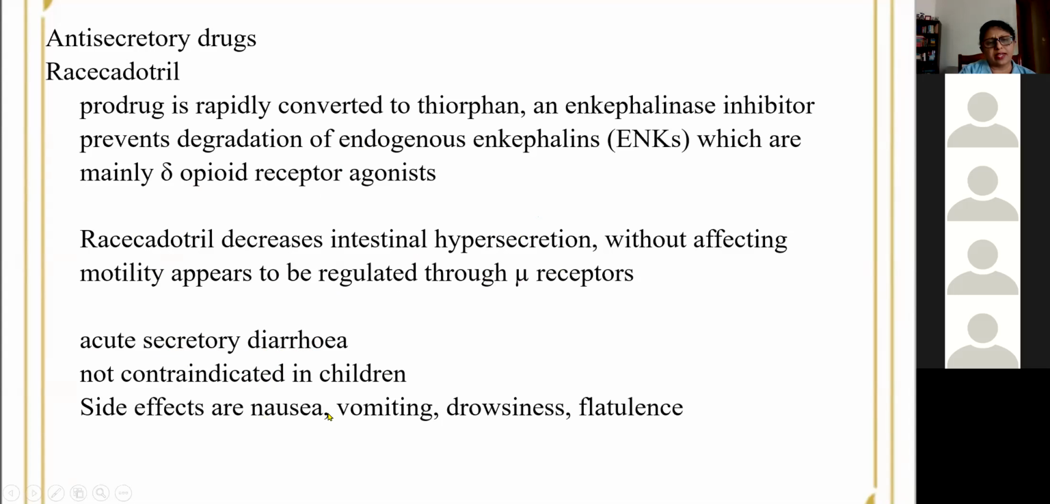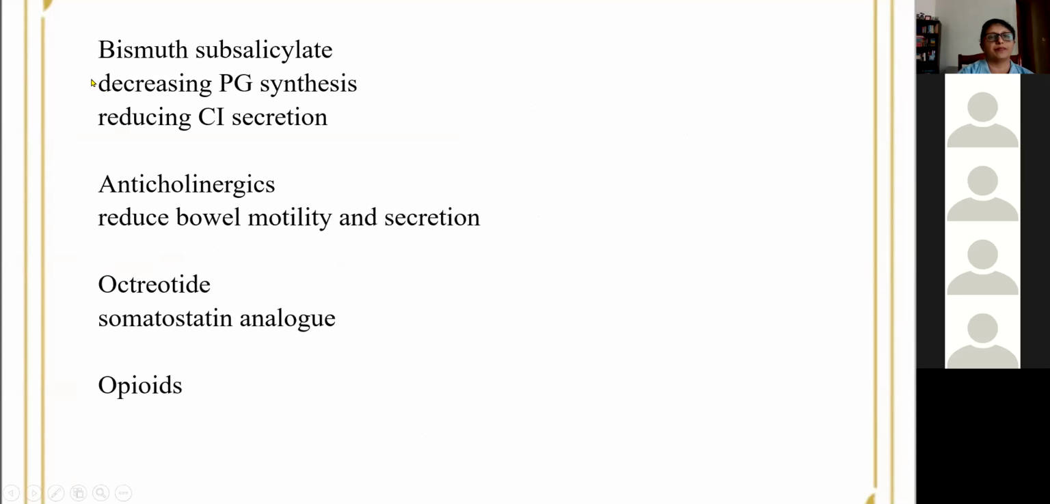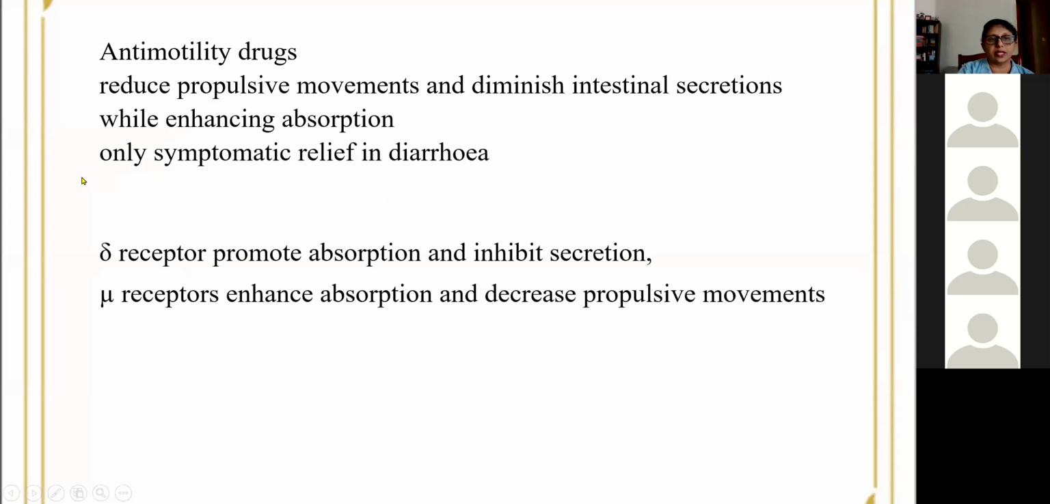And minimal side effects like nausea, vomiting, drowsiness, flatulence, etc. So this is the latest drug, Racecadotril. Then other drugs, just for information: bismuth subsalicylate, which reduces chloride secretion. Then anticholinergics, atropine and atropine substitutes, reduce bowel motility and secretion. Octreotide, another drug, is a somatostatin analog. Then opioids, etc. Now, Racecadotril acts on the delta opioid receptor.